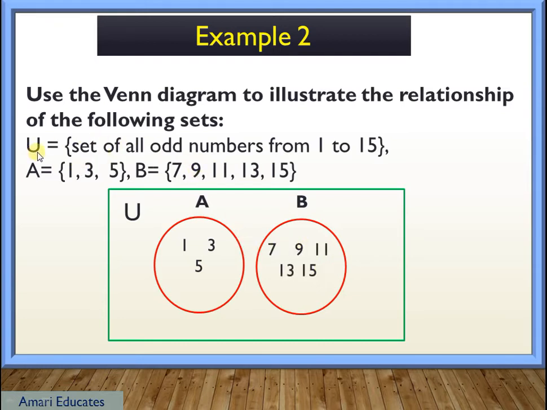After that, we finish A and B. Check the universal set. The universal set is the set of all odd numbers from 1 to 15. So let's check first set A and B. I have 1, 3, 5, 7, 9, 11, 13, and 15. All the odd numbers are already here, so we are not going to put anything outside. So this is our Venn diagram.